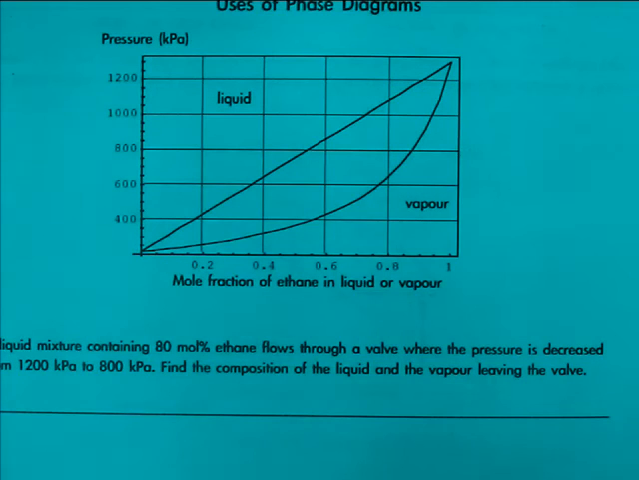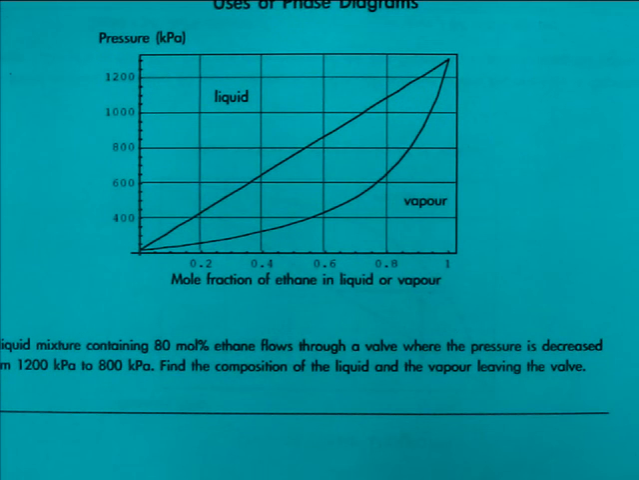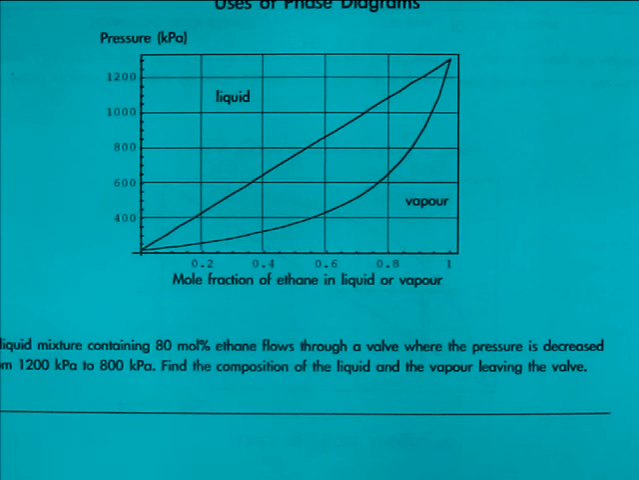So we have this mixture of 80% ethane that flows through a valve where the pressure is decreased from 1,200 kilopascals to 800 kilopascals. Okay, so the valve decreases the pressure. Find the composition of the liquid and the vapor leaving the valve. So can you do that and tell me the composition?